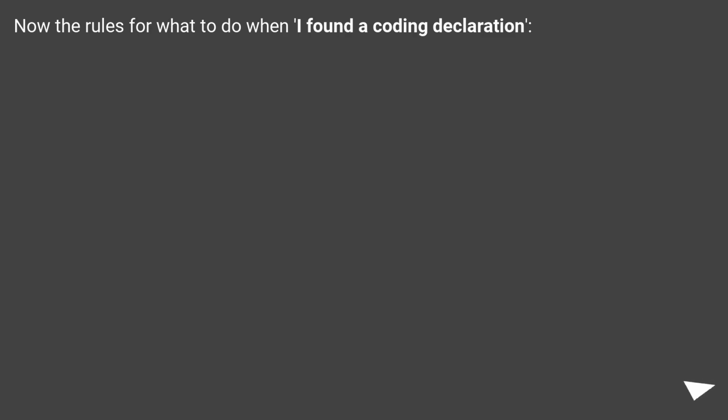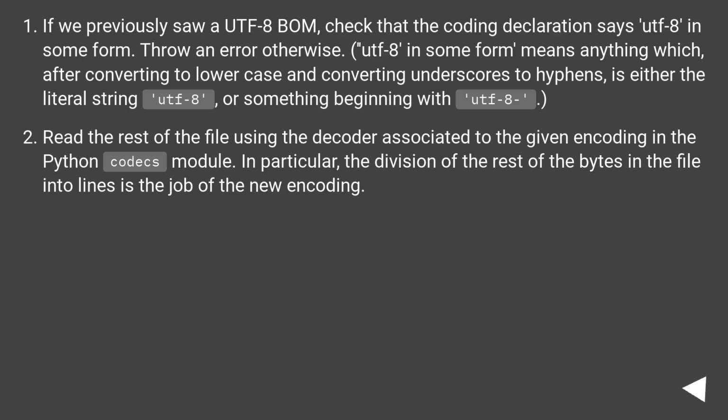Now the rules for what to do when I found a coding declaration. If we previously saw a UTF-8 BOM, check that the coding declaration says UTF-8 in some form. Throw an error otherwise. UTF-8 in some form means anything which, after converting to lowercase and converting underscores to hyphens, is either the literal string utf-8, or something beginning with utf-8. Read the rest of the file using the decoder associated to the given encoding in the Python codecs module. In particular, the division of the rest of the bytes in the file into lines is the job of the new encoding.